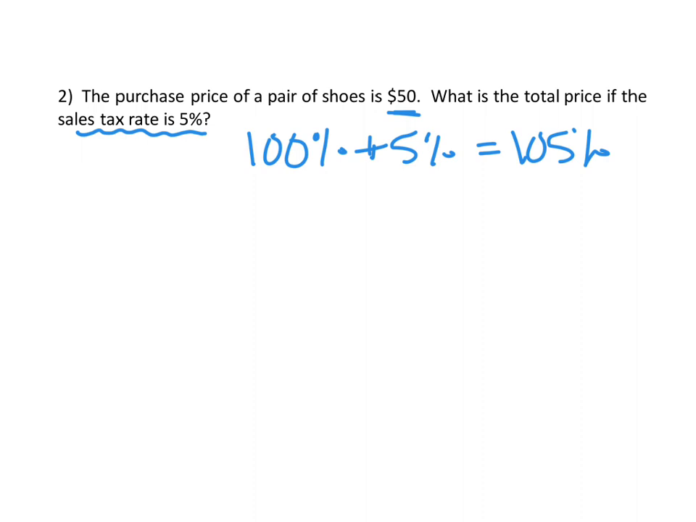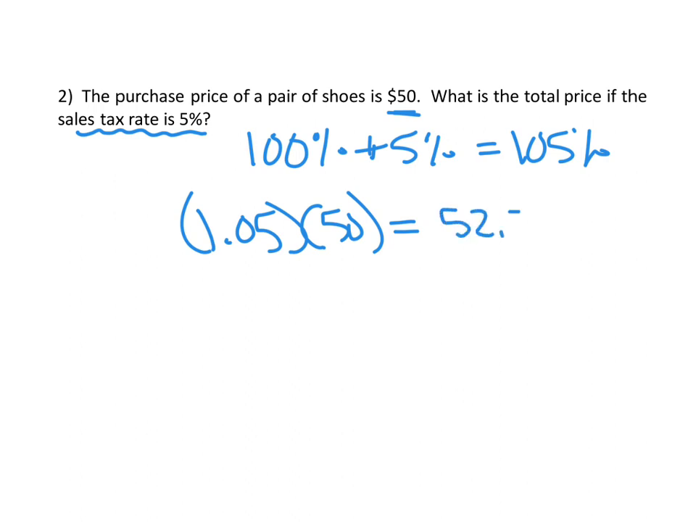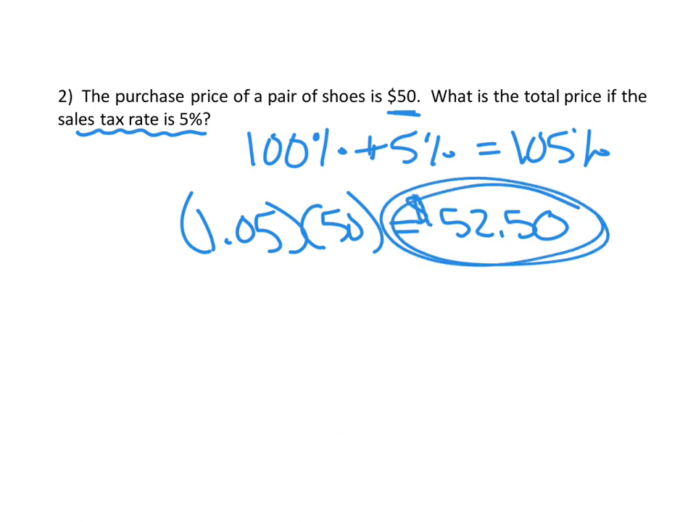So 105% as a decimal is 1.05. So we're going to take that and multiply by the 50, since that's how much the shoes cost. So 1.05 times 50 is 52.5. So that means $52.50. That's how much the shoes cost.